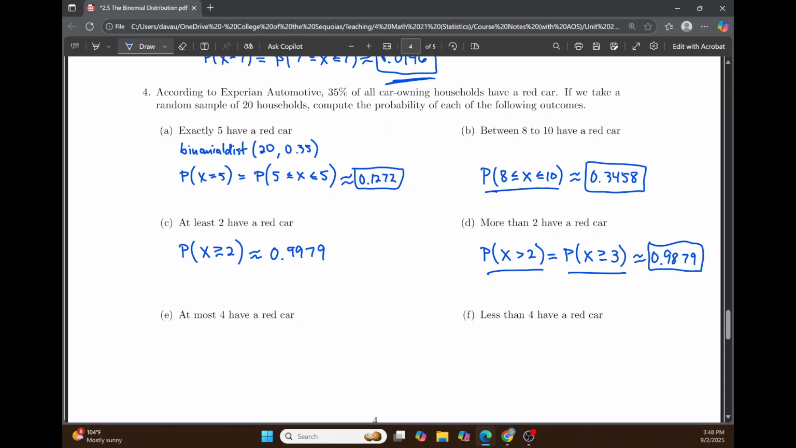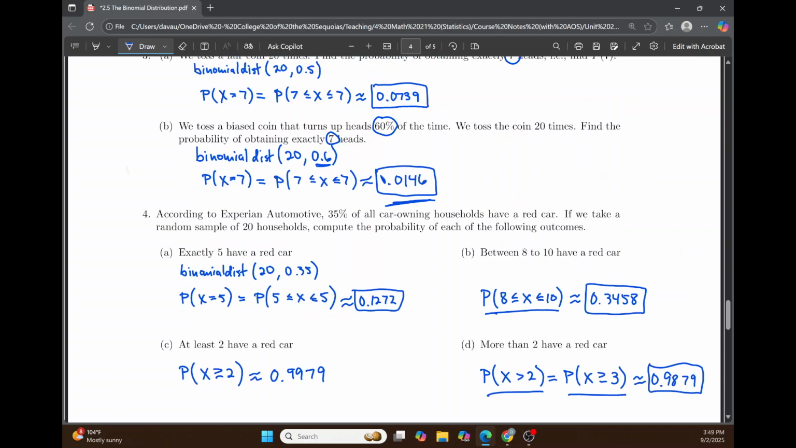Okay. By the way, part D is what I had in mind when I was typing out these instructions down here, right? To get the probability that x is greater than some number, what you actually have to do in the binomial calculator is type in the probability that x is greater than or equal to one number higher than that. Okay, in a similar way, to get the probability that x is strictly less than some number, we actually have to find the probability that x is less than or equal to one number lower than the number that you want to find. So let's take a look at a couple examples to see what I mean there.